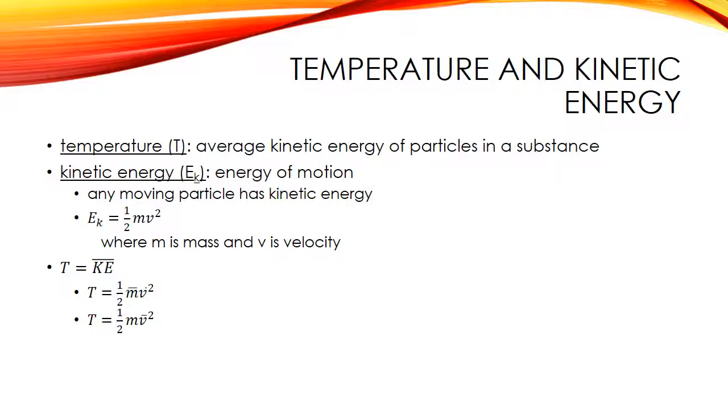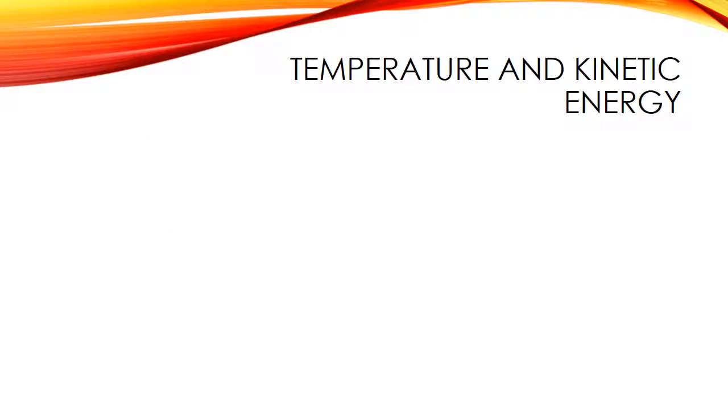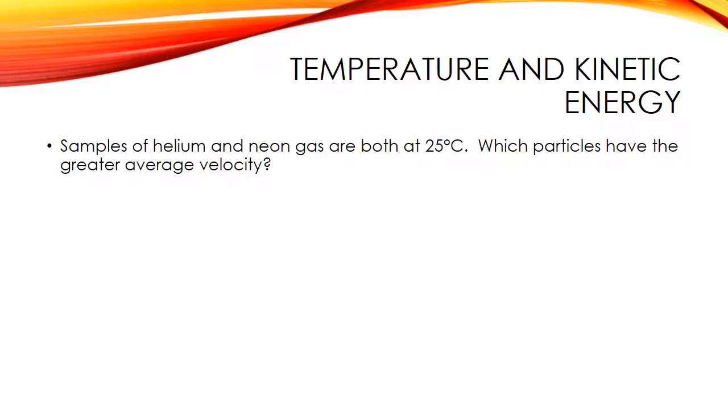Because we need to remember that these particles, while they're all moving around, they're not moving at the same speed all the time. Some are moving fast, some are moving slow, so we take their average. So let's apply this idea to two different gases. So say we have this situation. Samples of helium and neon gas are both at 25 degrees Celsius, so they're at the same temperature. Which particles have the greater average velocity?